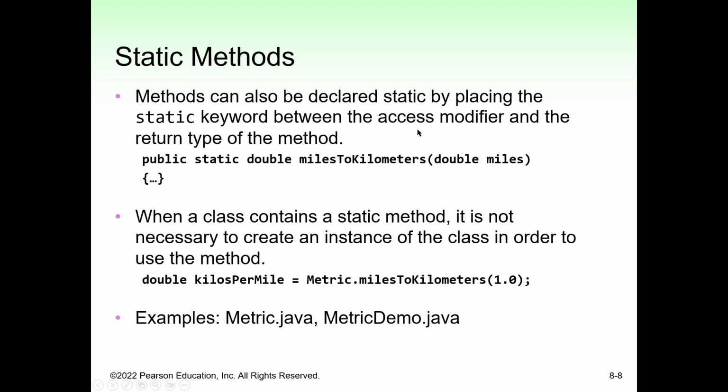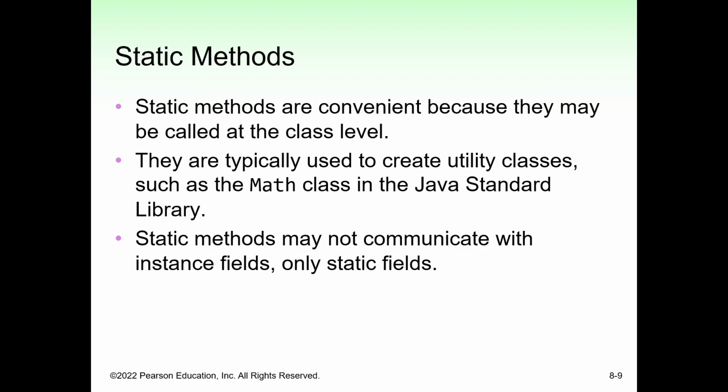And why would we do that? Well, because whenever you create a static method, it's not necessary to create an object to use those methods. For example, right here, kilos per mile is just a method that translates miles to kilometers, and in this case we don't have to create an object of the metric class. We can just use this method without creating an object, which is kind of useful. The only thing that you need to know about static methods is that they cannot communicate with your instance fields. And remember that instance fields are those variables that belong to each object whenever they are created.